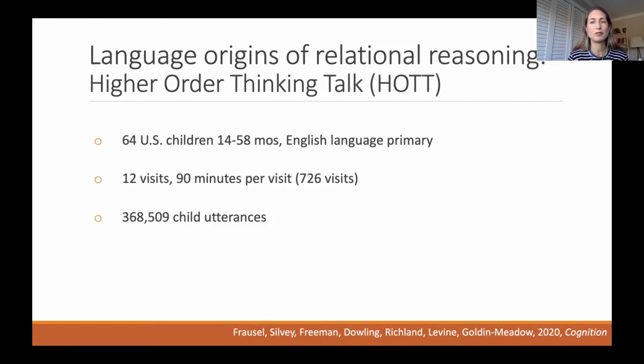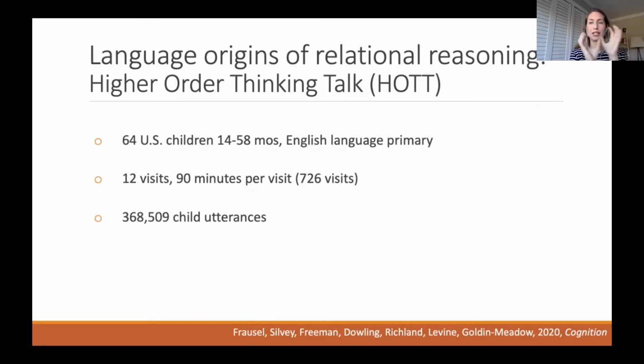And I'm going to be focusing first on the typically developing sample of children, 64 children recruited in the United States, and they were videotaped from 14 months to 58 months in 12 visits. Each time was 90 minutes per visit, so that's 726 visits. Yields 386,000 child utterances, right? So this is a lot of talk. This is everyday talk. This is unstructured home time.